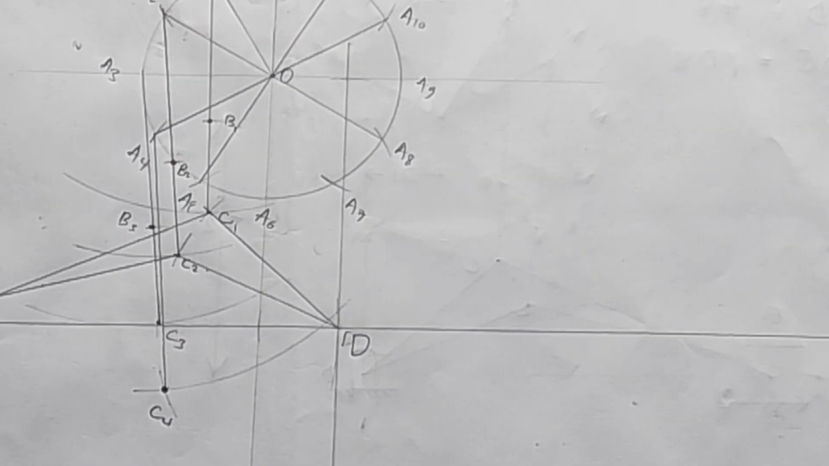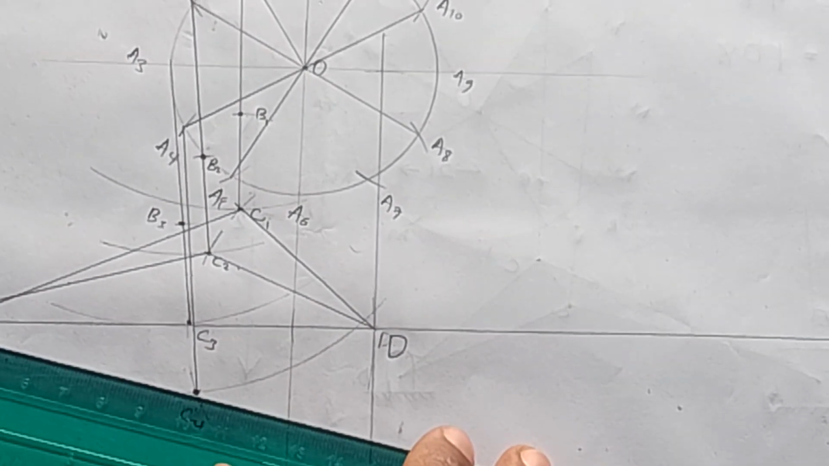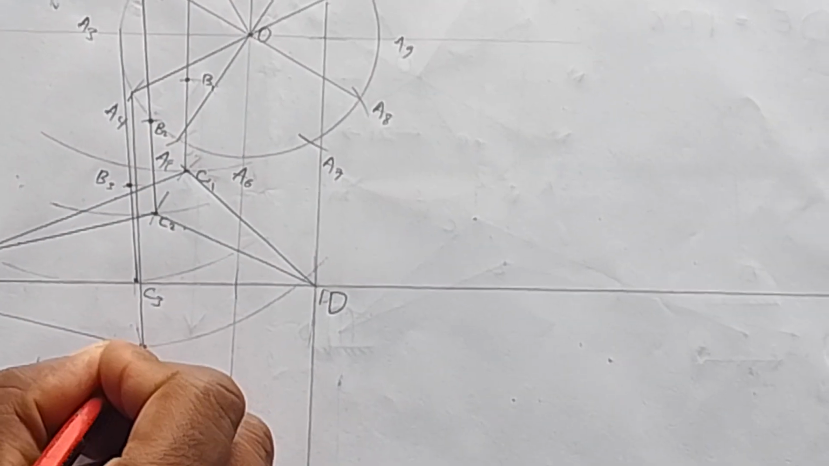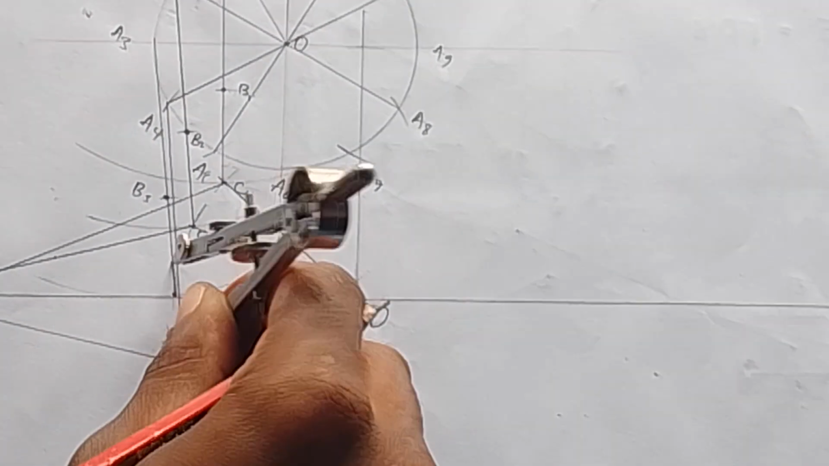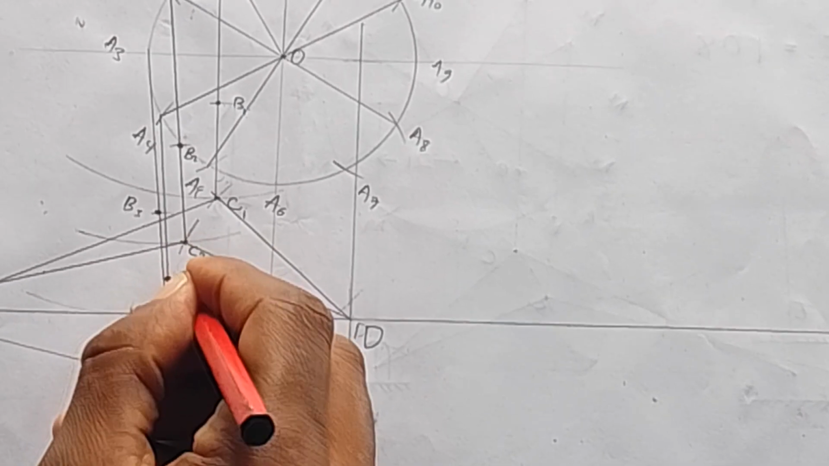So this point and this point, you join them together like this, from this point to this point like that. So from this C4 we want to look for our B4. So stand at this point, mark it like that. So at this particular point here we have our B4.